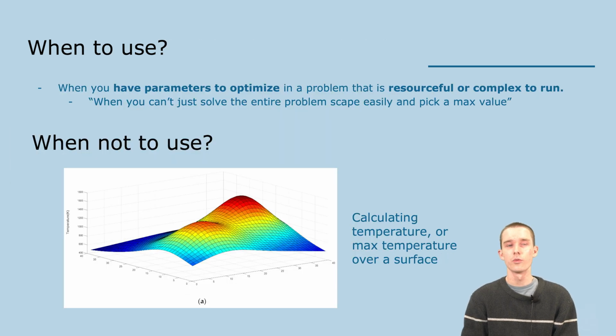So when do we use the hill climbing heuristic? When you have parameters to optimize in a problem that's resource-intensive or complex to run. For example, in most optimization problems, such as the traveling salesman problem, you would use the hill climbing algorithm. You wouldn't use it for something simple like calculating the max temperature over a 3D surface. That can still be modeled as a 3D hill, but getting to the top is a lot simpler, and there's no need to optimize any parameters because you can just solve it mathematically or something similar like that.